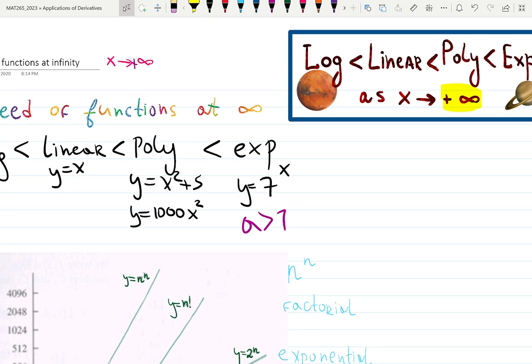Good point. Thank you. What if a is less than 1? It will be very fast going to 0. So it's fast. That's actually a good question. Exponential function is very fast, no matter what it's doing. So it goes to 0 fast and it goes to infinity fast. So it's definitely faster than other functions.